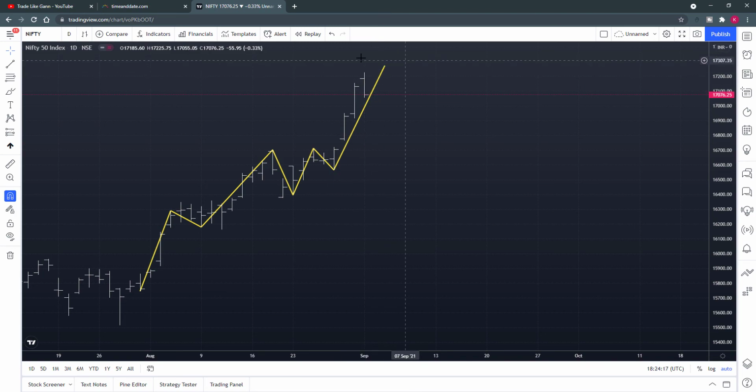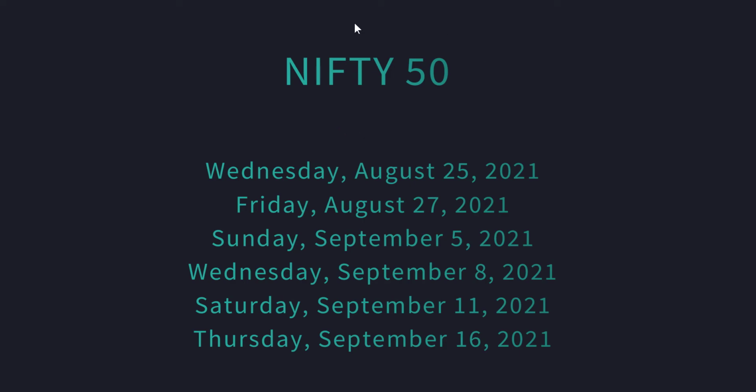Let's get to the presentation. Back again. Once again, these are the turning dates for the Nifty 50. This is a low, September 5, 2021 a high, September 8 a low, September 11th a high, September 16th will be a low, and the rest of the days will continue this sequence.